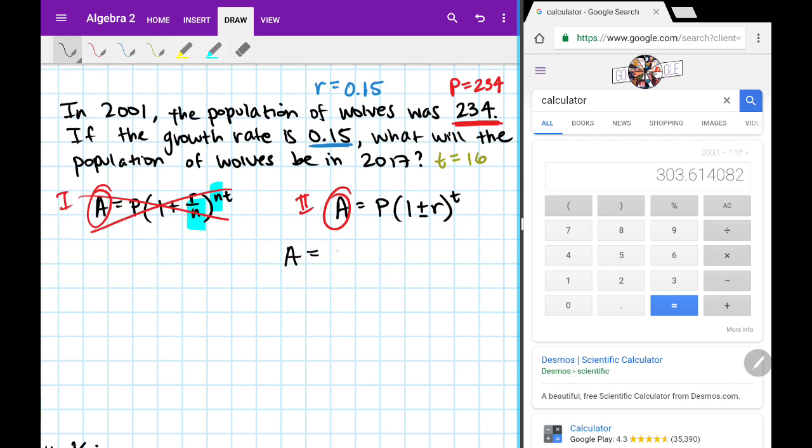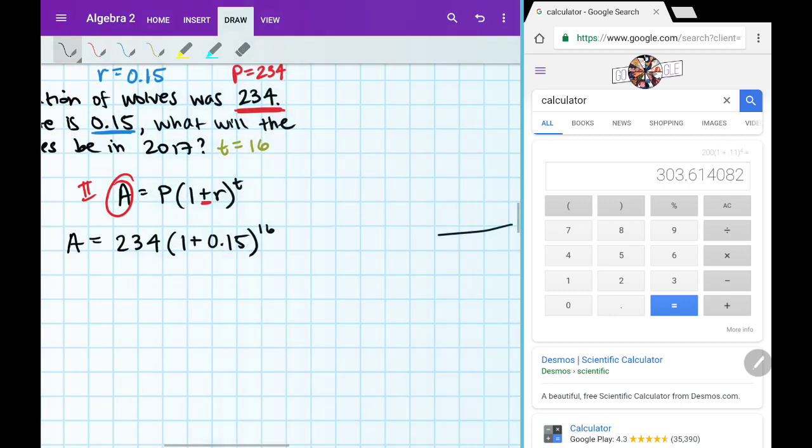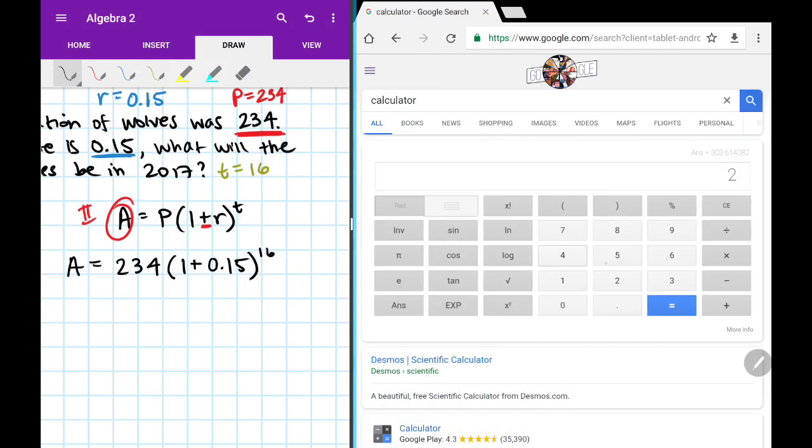A equals P, which is 234, times 1. Now, since this is growing, I'm going to use a plus sign. The minus sign, by the way, is when you're decaying. Or let's say the population was falling. Okay. 1 plus, and then the growth rate is 0.15, and I'm taking that over 16 years. Let's plug it in and see what we get using our calculator. So 234, parentheses, 1 plus 0.15, close parentheses, to the power of 16.